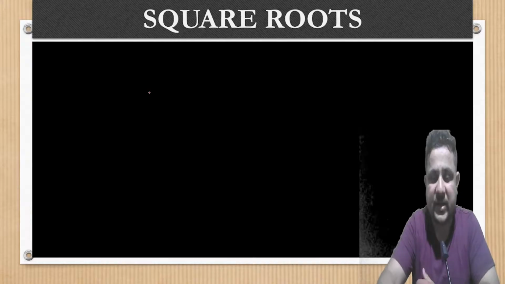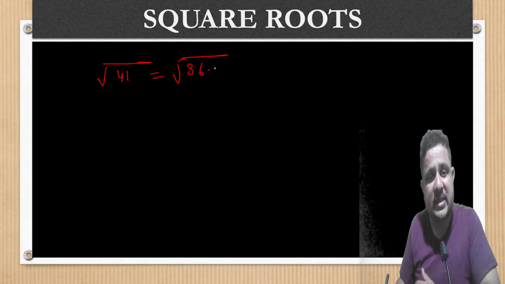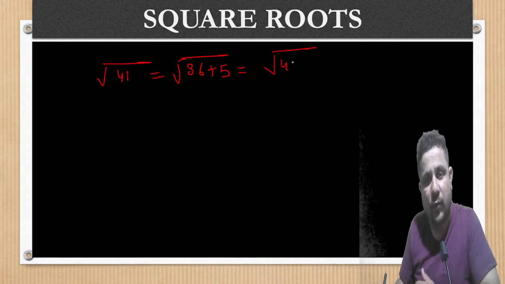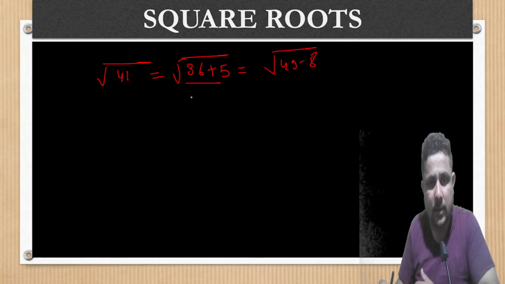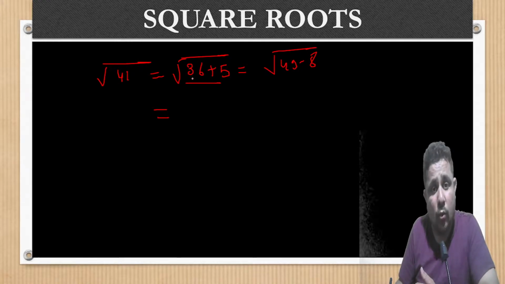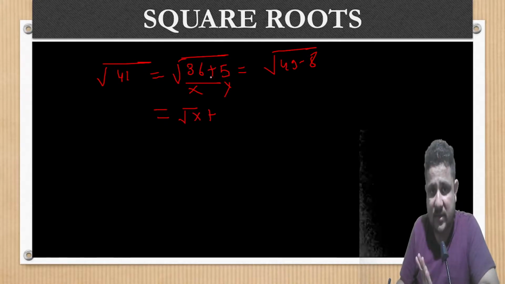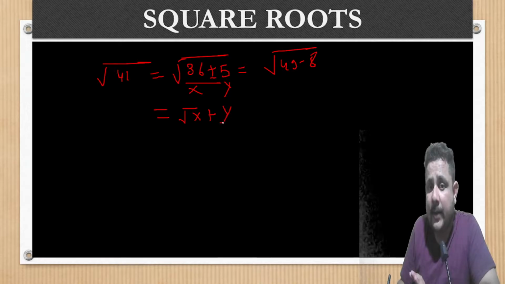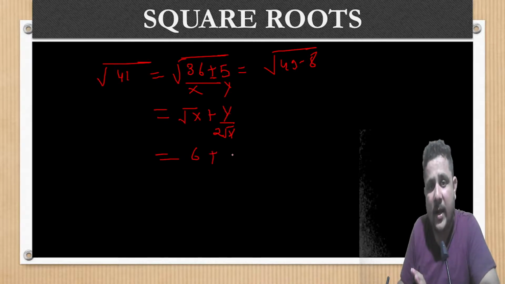One more example which I have shared here, I'm taking that example as well. Suppose 41 is there. I already told you there are two ways to write it: 36 plus 5, or 49 minus 8. So I'm taking this example, just put the values in the step. Root x, this is x and this is y. So first is root x plus, because we are using plus here, y divided by 2 root x. So root x means square root of 36, which is 6, plus y is 5, and square root of 36, you know, 6 into 2, 12.